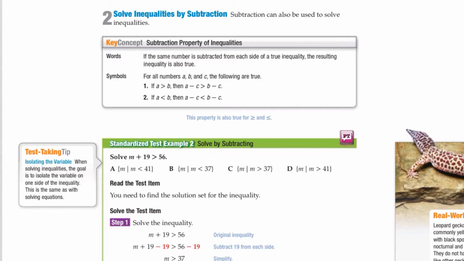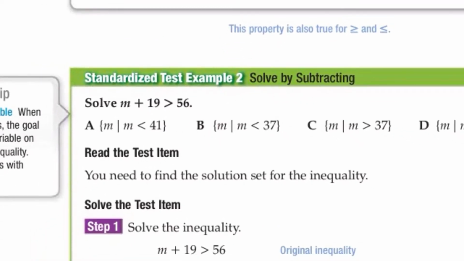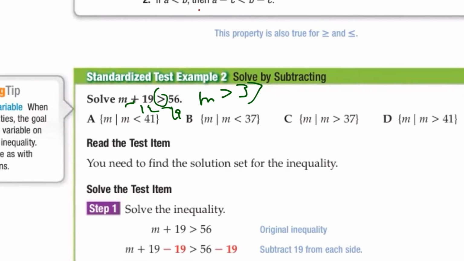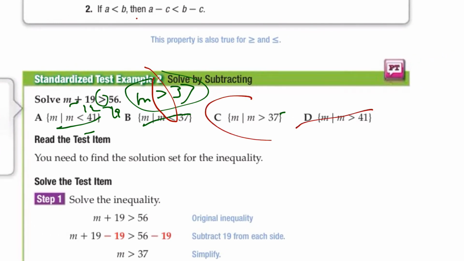Now, let's see these examples. Ooh, notice the answers are in set builder notation. So here's what's going to happen. I'm going to solve. I'm going to subtract 19. I get M is greater than 56 minus 19 is 37. Okay, which one is like that? Well, not that one. This one is not that. Oh, no, this one, see, the symbols are different. Not that one. So it has to be C, and we're using variable M, and here's the actual notation.